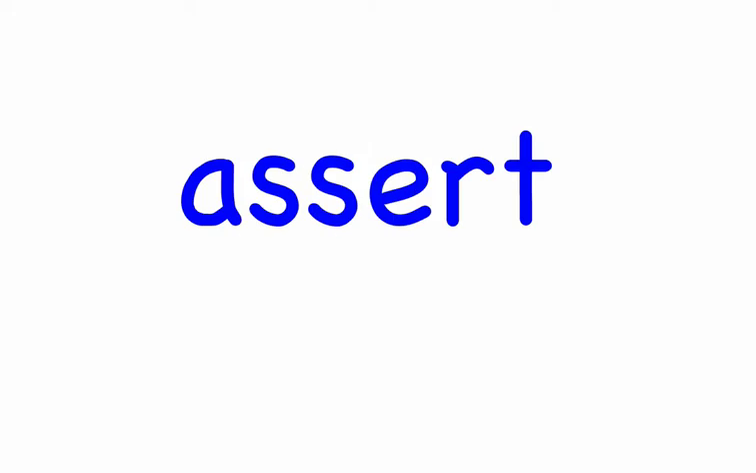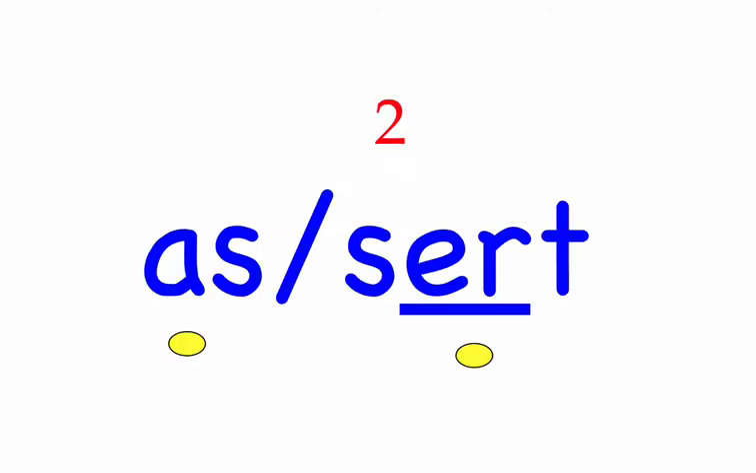Assert. Look for teams. Identify vowel sounds. Divide the word into syllables. Assign vowel group numbers. Assert. In conversation, we say assert. For spelling, we pronounce the word mentally to ourselves, assert.